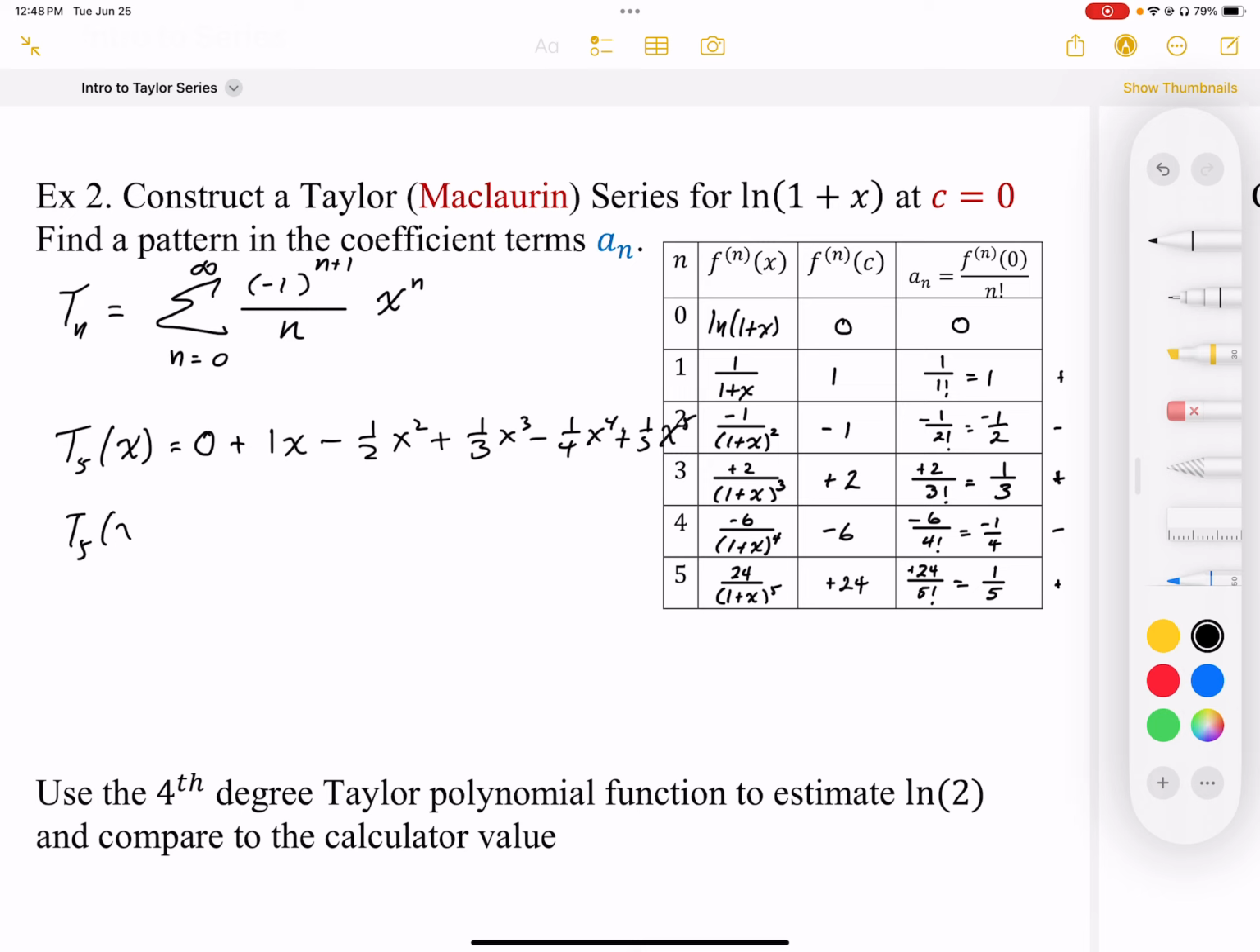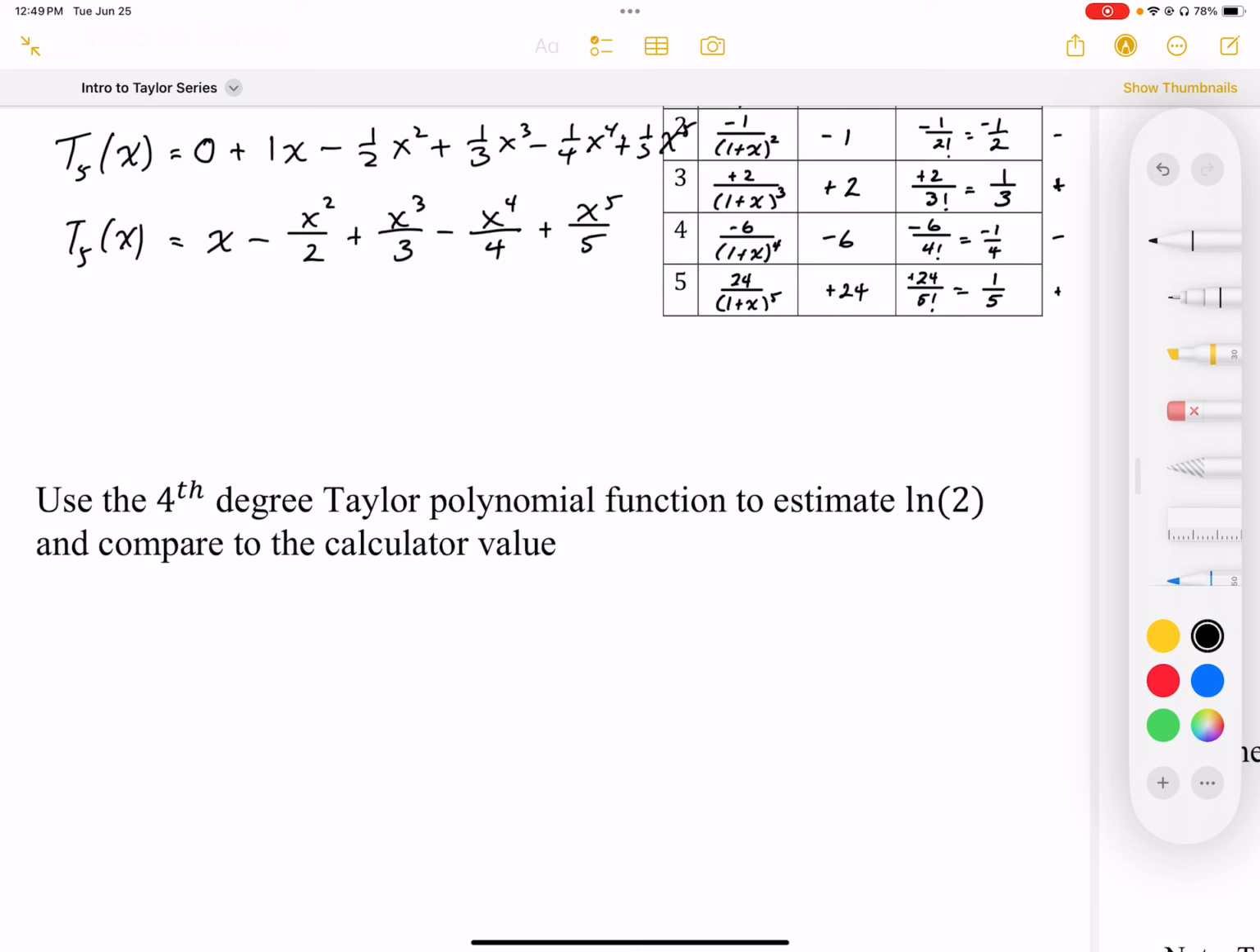I'm going to just simplify this out a little bit. So we're going to have x minus x squared over 2 plus x cubed over 3 minus x to the power 4 over 4 plus x to the power 5 over 5. So this represents our Taylor expansion. Because we could come up with the formula for the coefficients, we can write it in the sigma form.